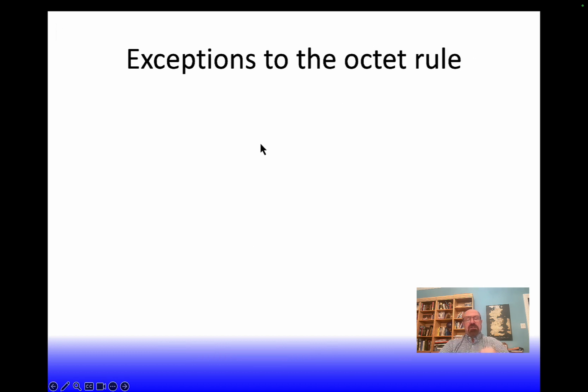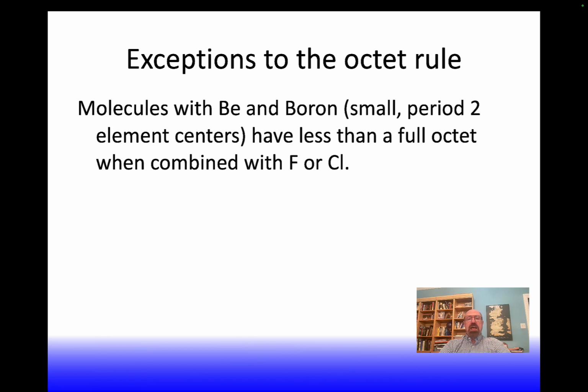Okay, now exceptions to the octet rule. We have 2 types of exceptions. We have one type that have less than a full octet. So when you have molecules of beryllium or boron that contain those as the center atom, beryllium is perfectly happy with 2 fluorines or chlorines single bonded to it with no lone pairs. Boron is perfectly happy to have 3 fluorines or chlorines single bonded to it with no lone pairs in the boron. That means beryllium will have 4 electrons around it. Boron will have 6 electrons around it. Both are less than a full octet.